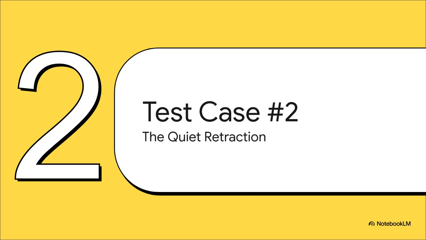Okay, so that first test was for a big, famous retraction. Easy mode, right? But what about a paper that got retracted quietly, without all the drama and public debate?